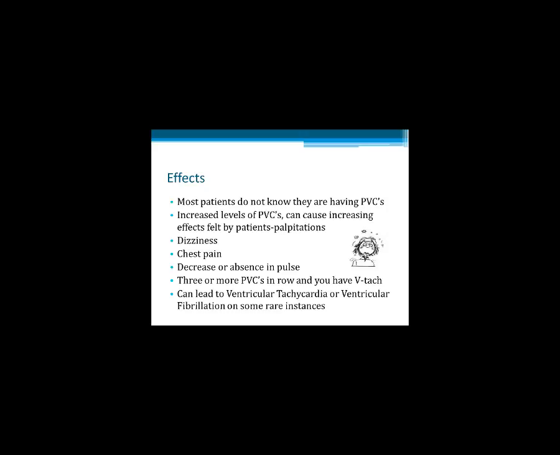You can have a decrease or even an absence in the pulse depending upon how many PVCs we've got going in a row. 3 or more in a row and you have V-tach. And again, non-sustained will usually be done within 30 seconds. If it lasts longer than that, you have sustained V-tach, and that's when your ACLS guidelines need to kick in. You'll end up with what's considered ventricular tachycardia, and that's not very good.